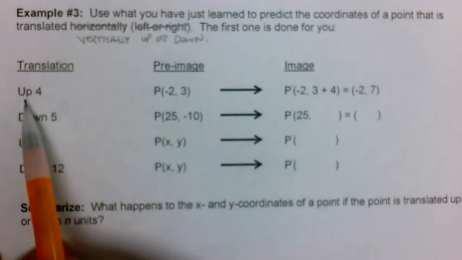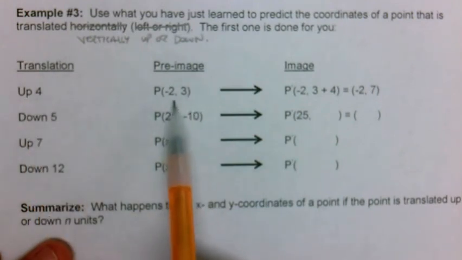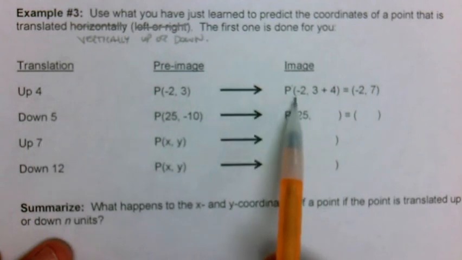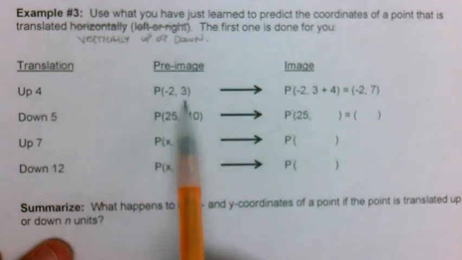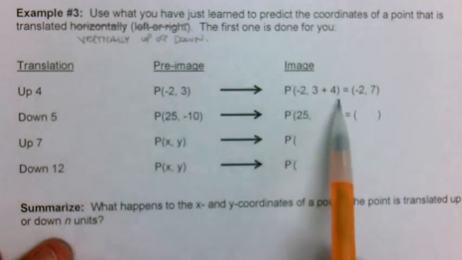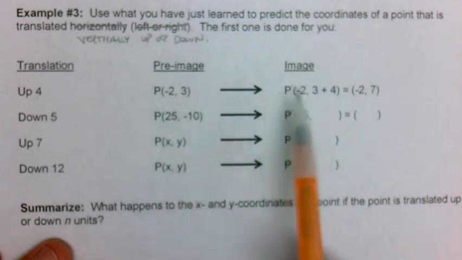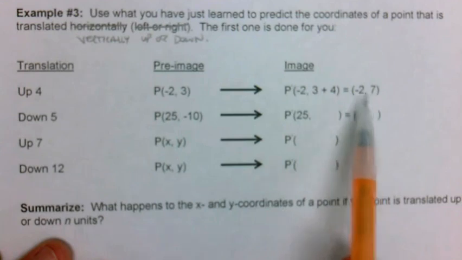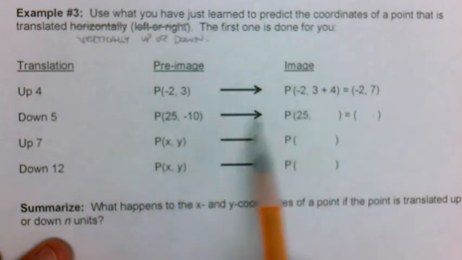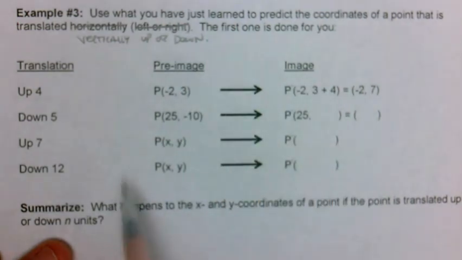So if I wanted to translate a point up 4 units, if my point was negative 2 comma 3, I'm going to leave the x-coordinate alone, but I'm going to take the y-coordinate and add 4 to it since we're translating up, 3 plus 4. Well, 3 plus 4 is 7, so this point translated up 4 units would move to negative 2 comma 7. Again, the x-coordinate stayed exactly the same, but the y-coordinate, we added 4 units to it.